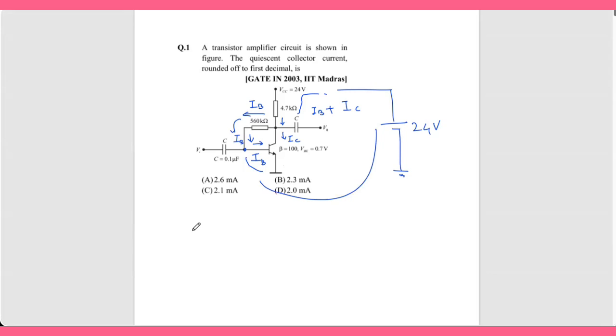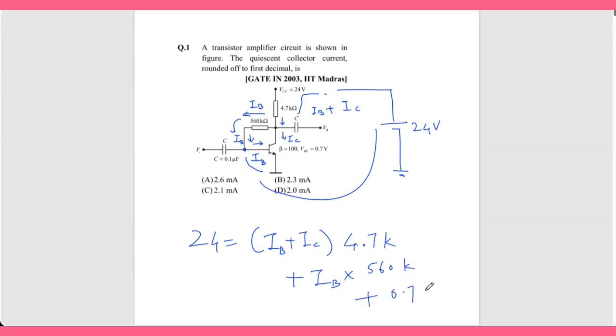So it is 24 equal to IB plus IC into 4.7K plus IB into 560K plus 0.7. Is this clear? Yes, sir.